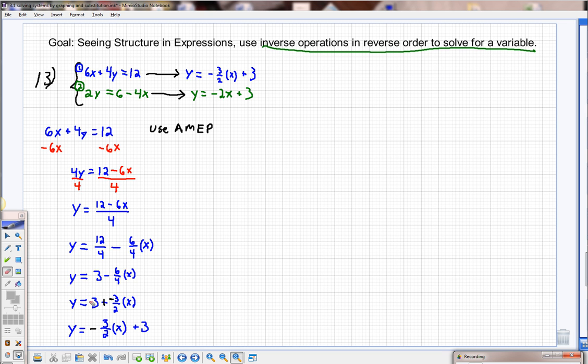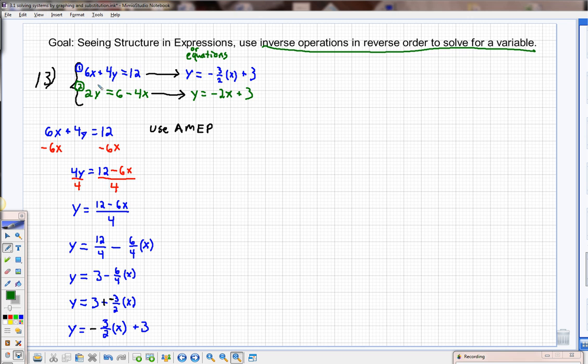I'm coming back at you here with the shorter version of what I did in a previous video. The goal is still to see the structure, an expression, in this case, an equation, so expressions or equations, we want to use inverse operations in reverse order. We're solving for a variable. What variable here? We're solving for y.